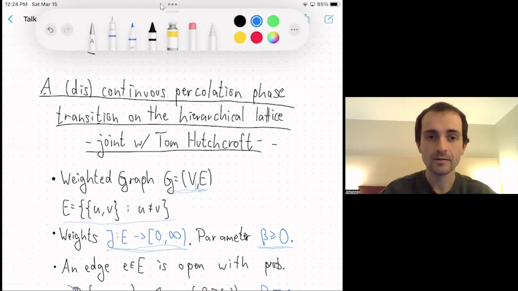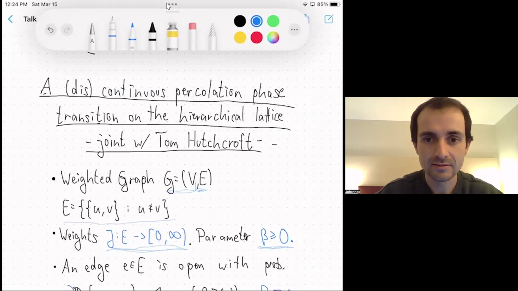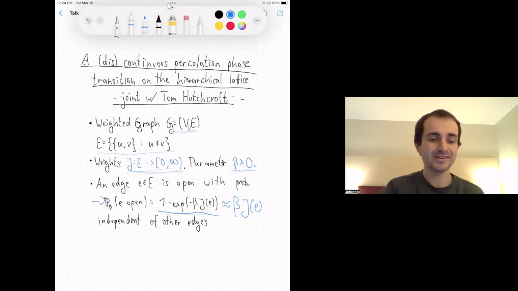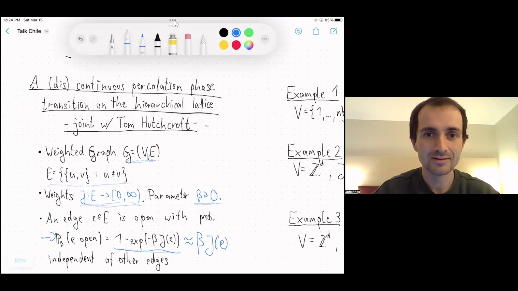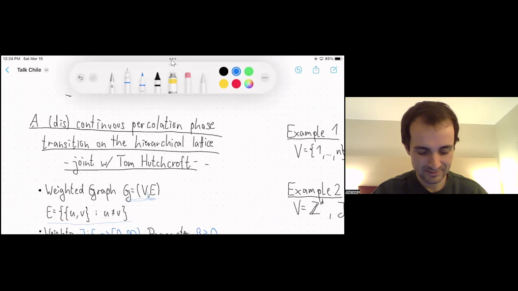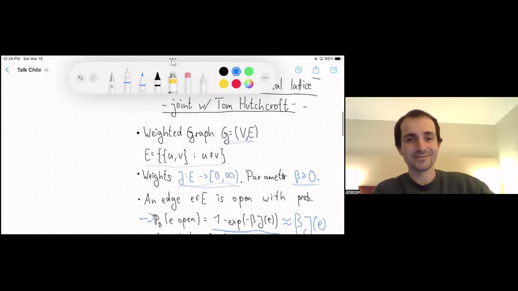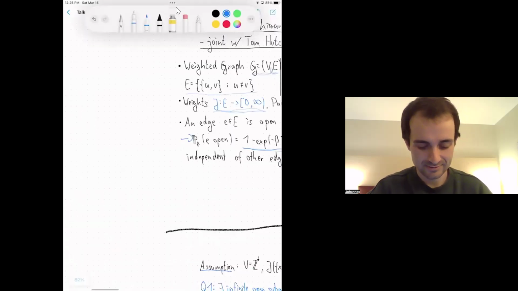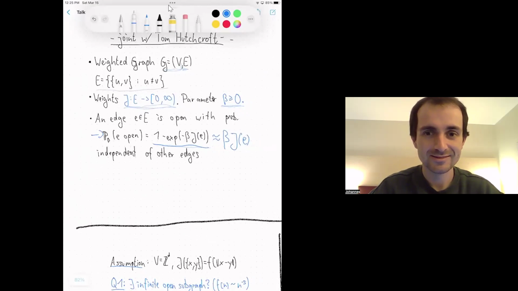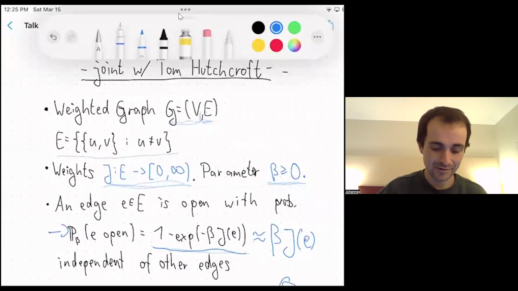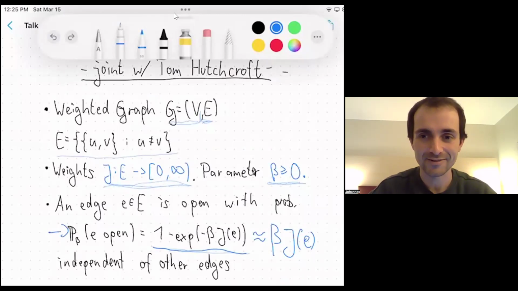Wait, Johannes, I think we can't see the bottom of your iPad. Only the first part. We see up to the edge being open with probability, and that's it. Can you see more now? Maybe I need to go to horizontal mode with the iPad. Is it better now? Yeah, we see the examples. Okay, can you see now where I'm writing? Probably not. Independent of other edges is the last thing we see. Okay, I think that's fine. There's nothing below that right now.